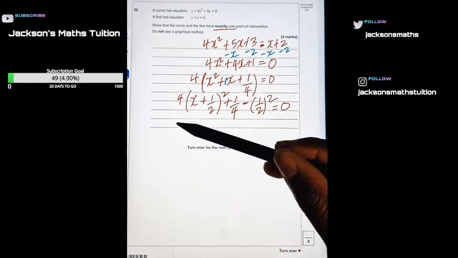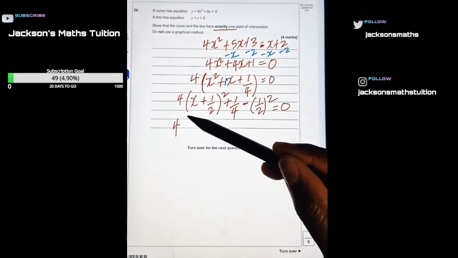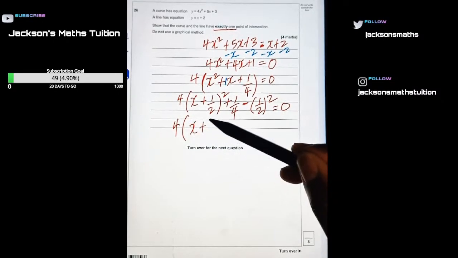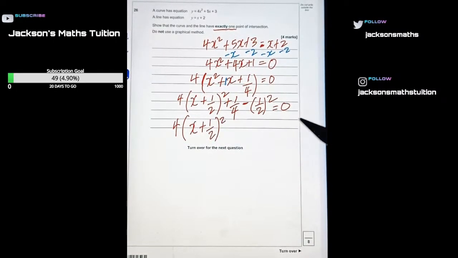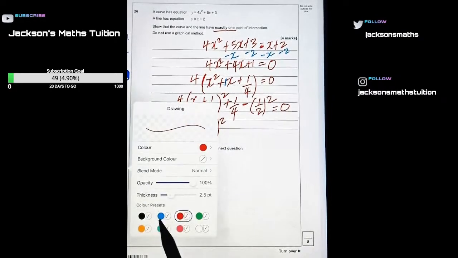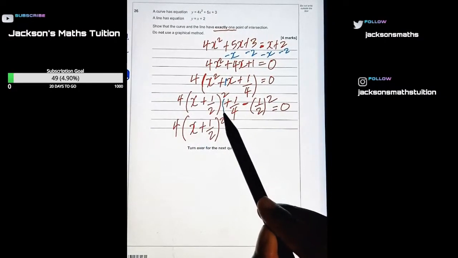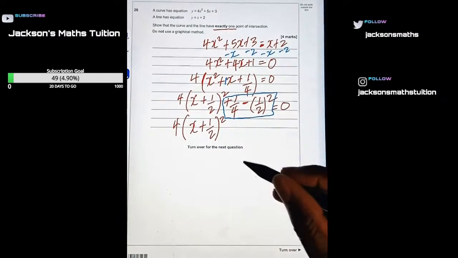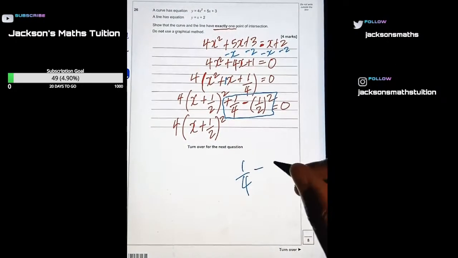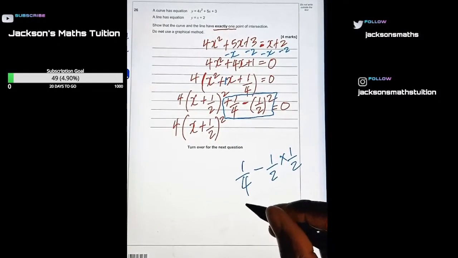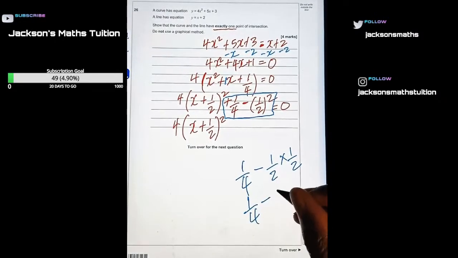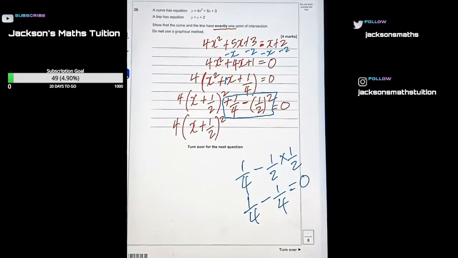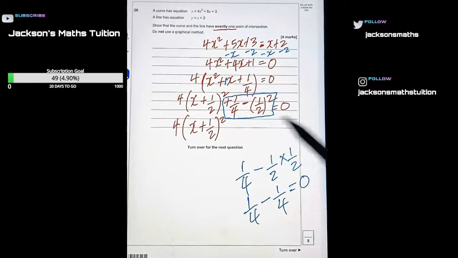So we have 4 in brackets. We're going to have x plus half. That stays the same, all squared. Then now we're going to simplify this bit here. This quarter plus half squared. Let's simplify that. Minus half squared, which is half times half. So that's actually a quarter, take away a quarter, which gives you 0. So all of that blue box there becomes 0.